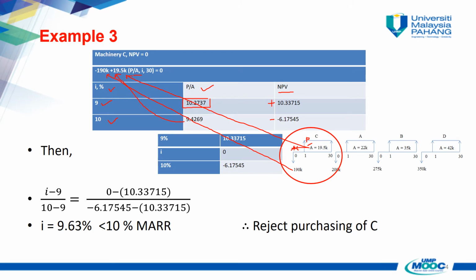So yeah, we can reject this project, but for the sake of knowledge we want to know, so we interpolate between 9% and 10% here. I minus 9 divided by 10 minus 9, and then we will see, wow, the interest rate is 9.63. Slightly less than the 10% targeted by our boss there. Of course, once we know this, reject project C.